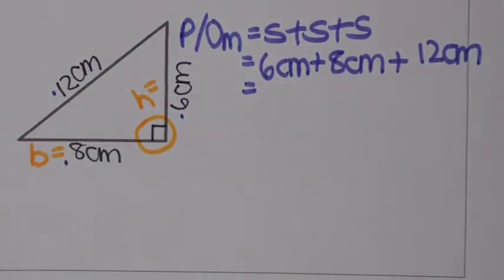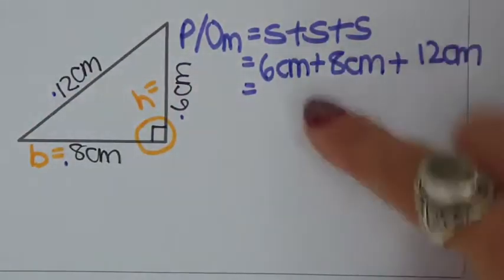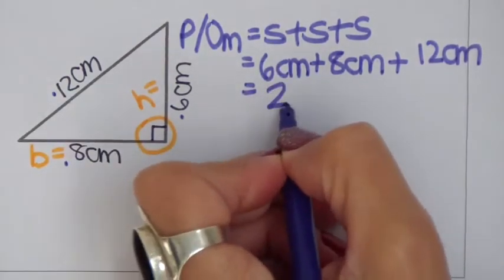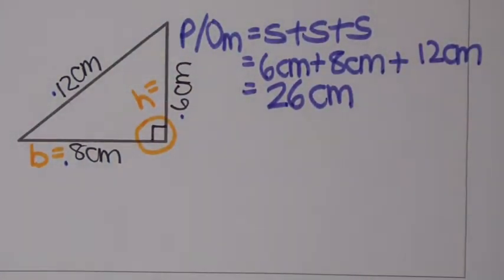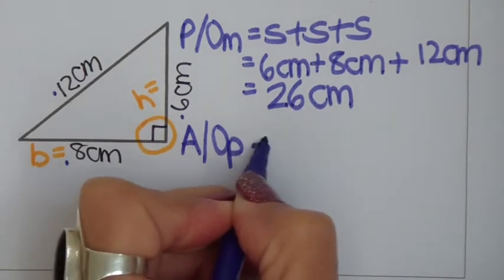Okay, I'm just adding them. 6 and 8 and 12. Right, wat is 12 en 8? Is 20. 20 plus 6, that's 26 centimeters. That's the perimeter. Dis die omtrek. But now we have the area. Nou het ons die oppervlak.